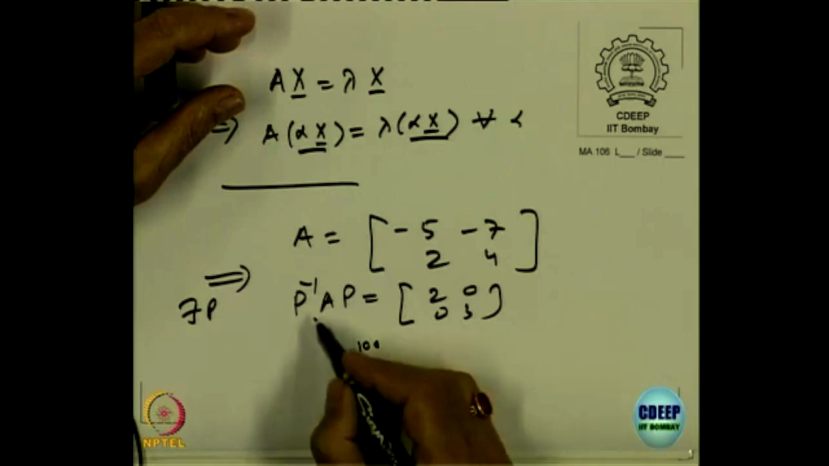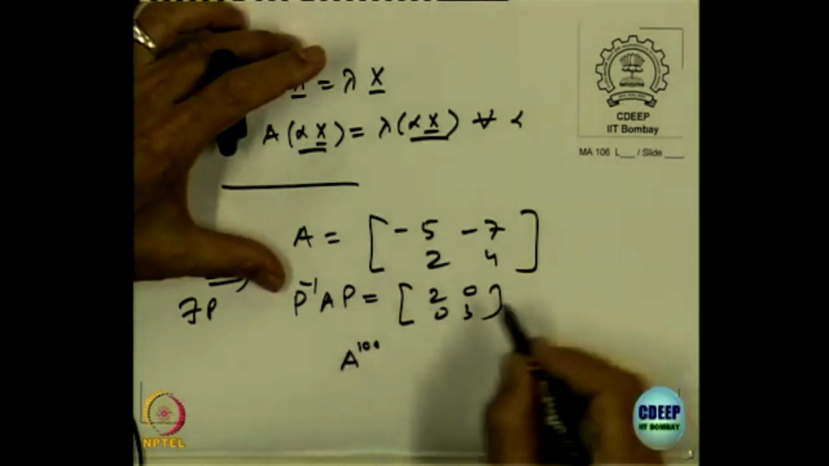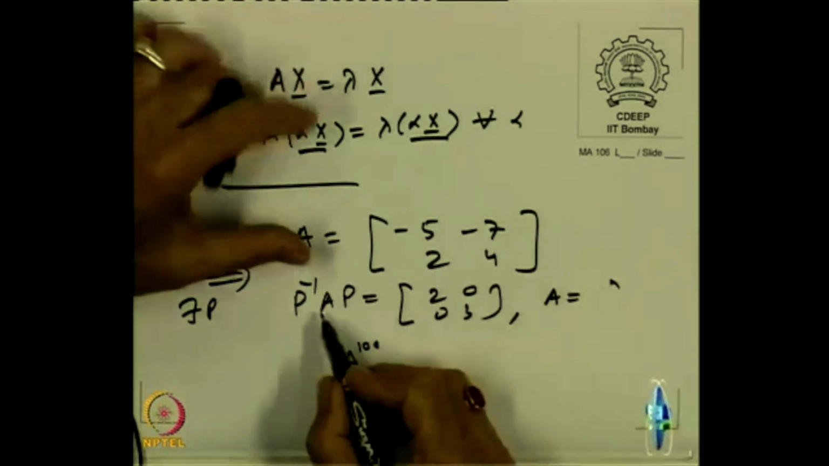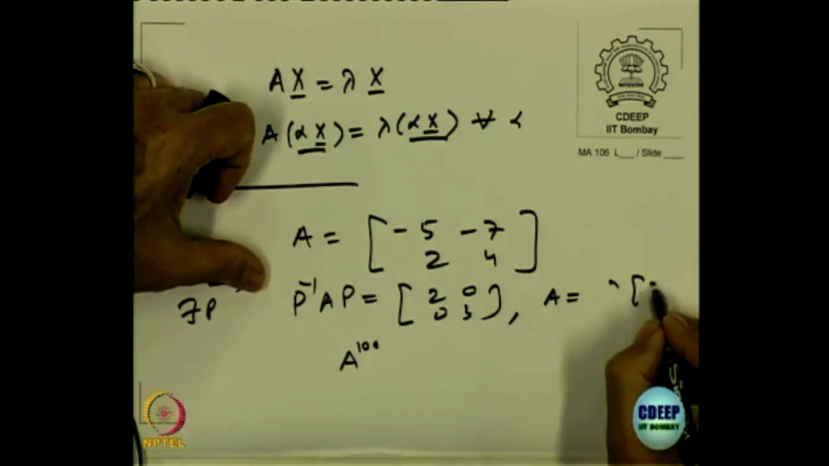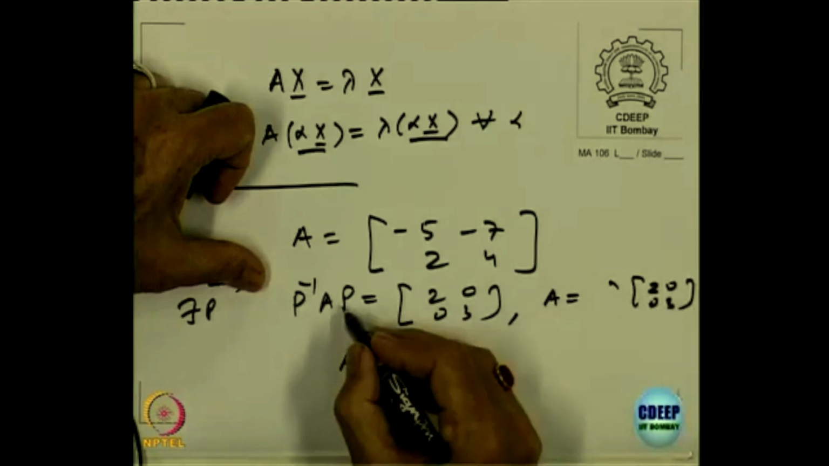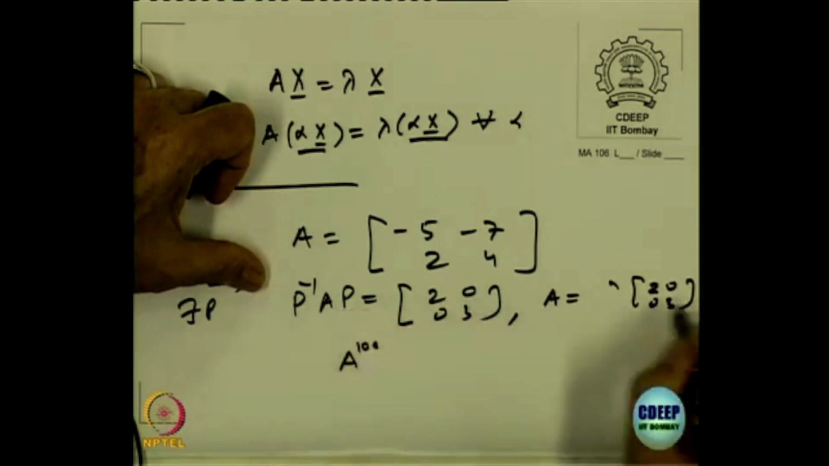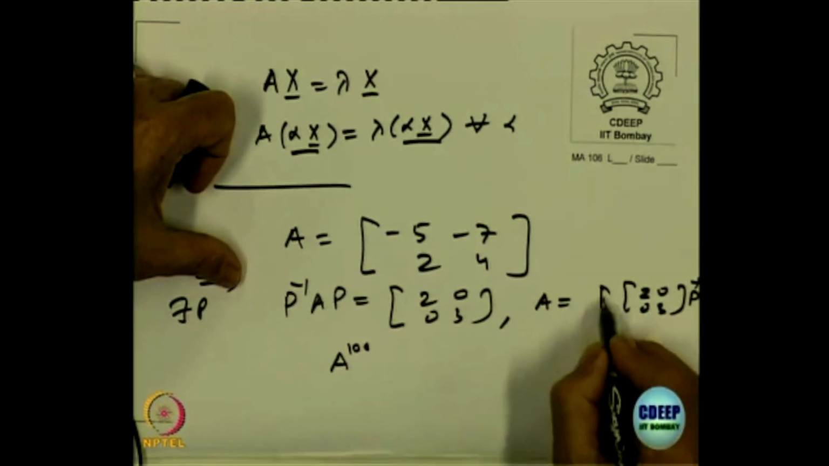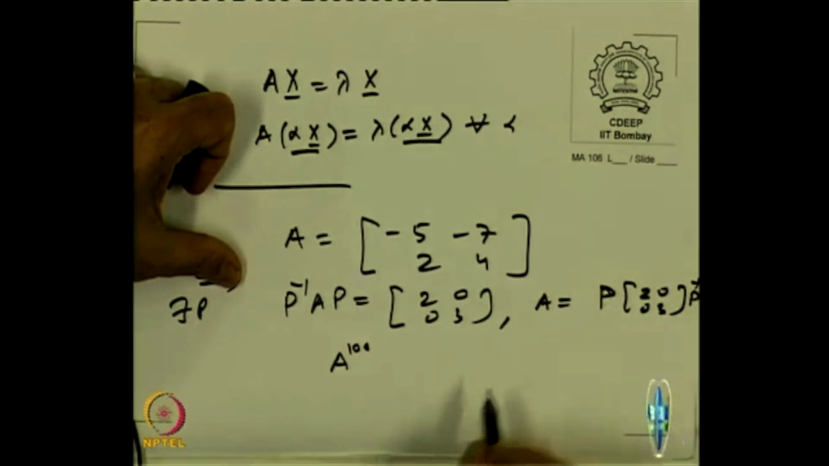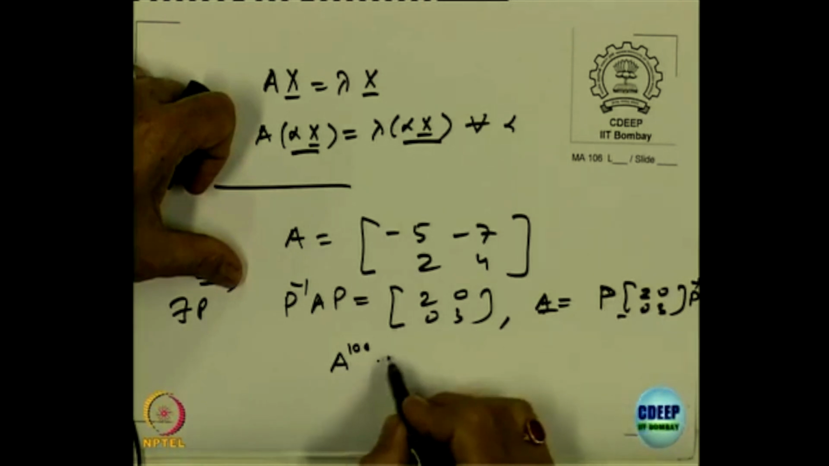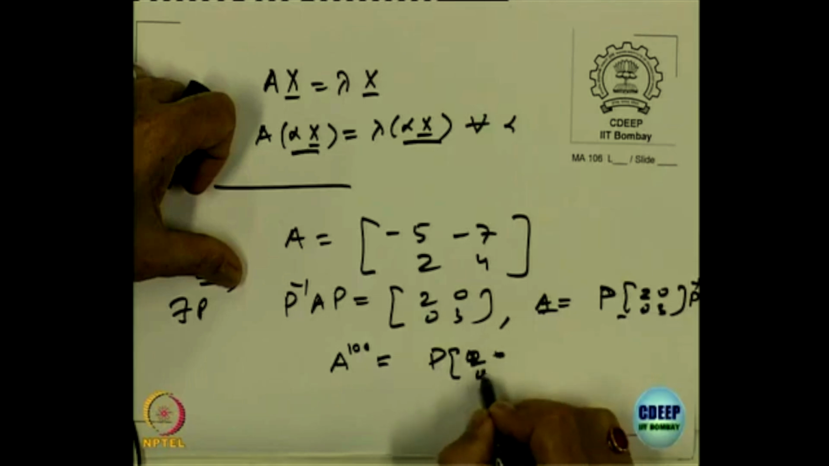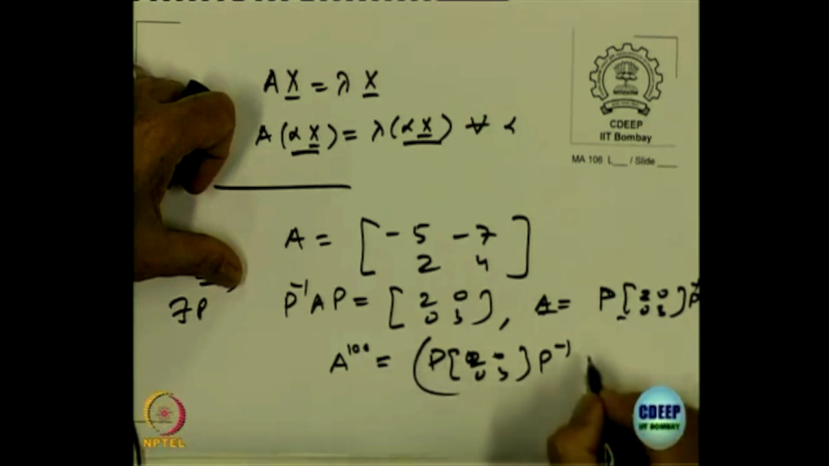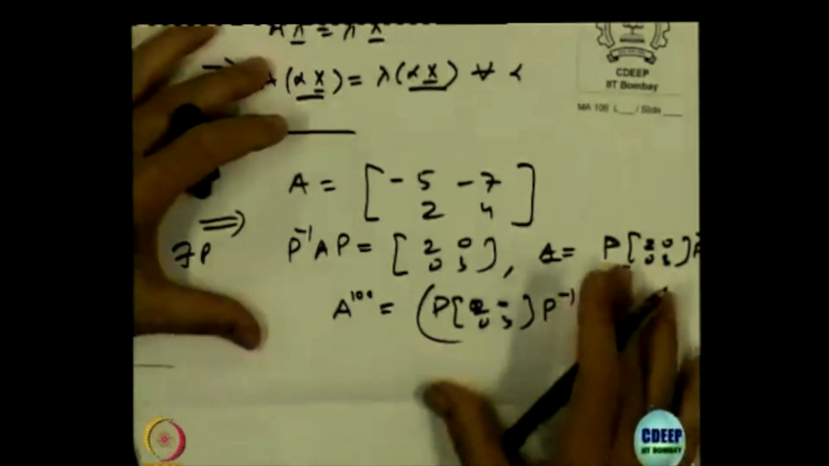So, from here, what is A equal to? From this equation, A equals P times the matrix 2, 0, 0, 3, times P inverse. On the right I multiplied by inverse, so P inverse, and here I multiply by P. So A is equal to this. So what is A to the 100? That is P, this matrix 2, 0, 0, 3, P inverse, whole thing raised to power 100. What is this equal to? Looks surprising, no?